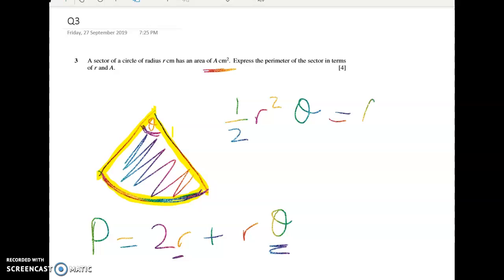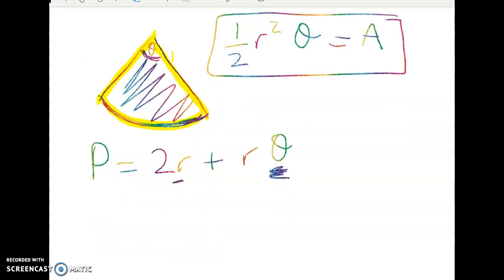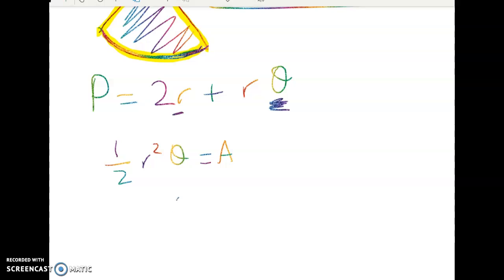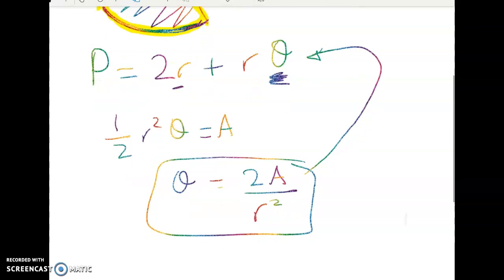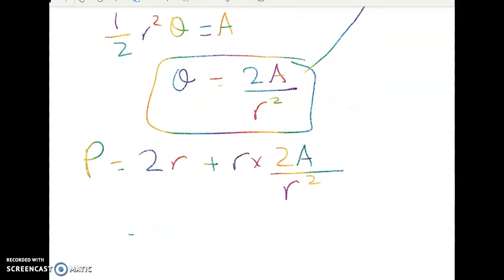So we have to rearrange this to make theta the subject so that we can then eliminate theta from in here. So we've got 1/2 r squared theta equals A. Rearranging that gives us theta is equal to 2A over r squared. So we now can take this and substitute it into here. So P is equal to 2 times the radius plus the radius times the angle, expressed in terms of the area and the radius. So we get 2r plus 2A divided by r, and that's it.